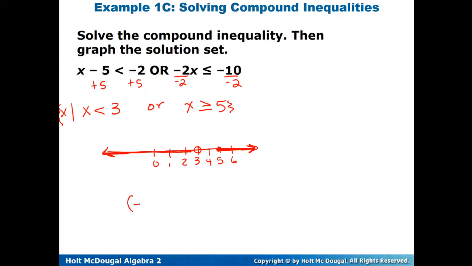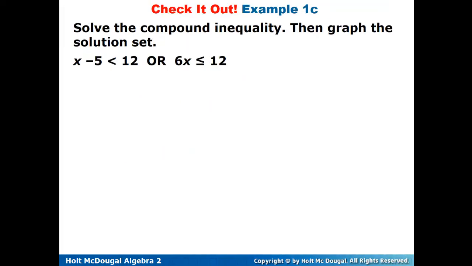We're going to use negative infinity to 3, and that is not included, so we have a rounded bracket. And then we're going to use this symbol, the U, which reminds us that it's OR. And then 5 is included, so we use the square bracket, 5, and that goes all the way to positive infinity. And there's no end with positive infinity, so we have the rounded bracket.